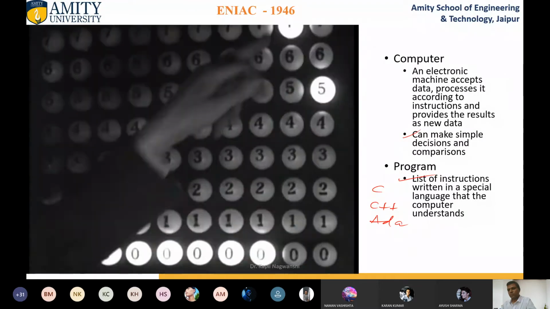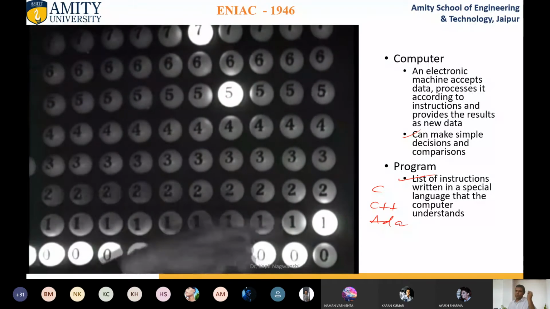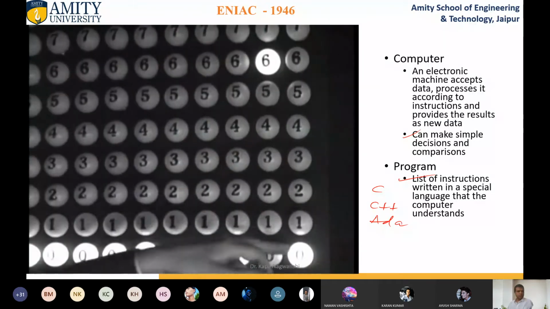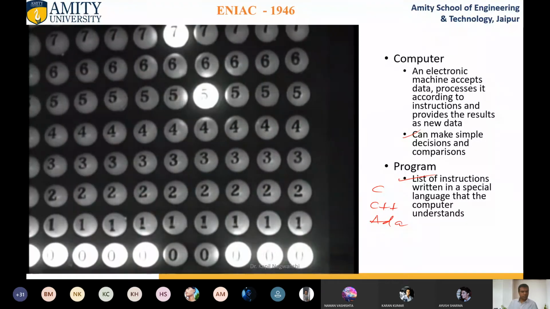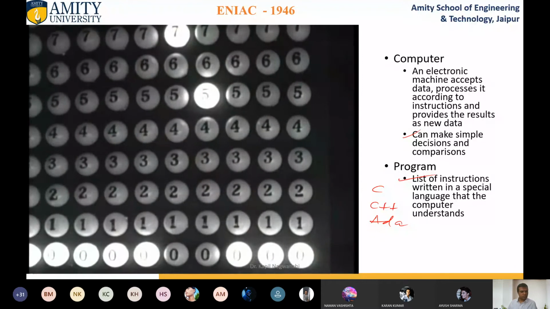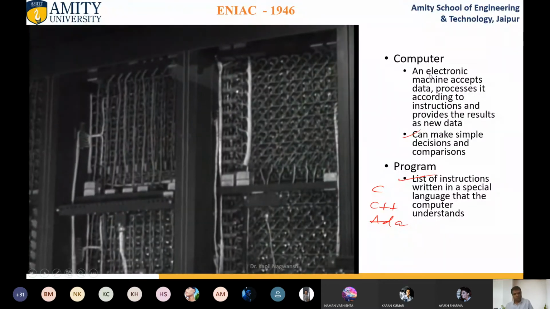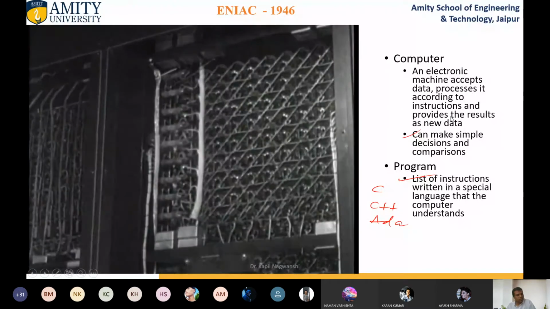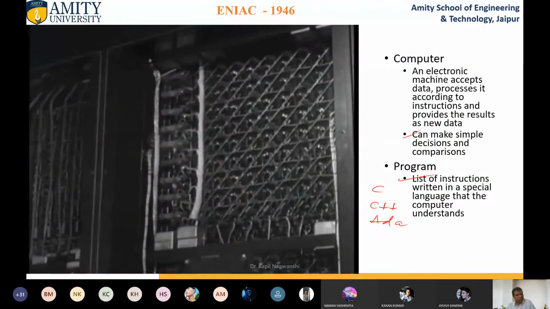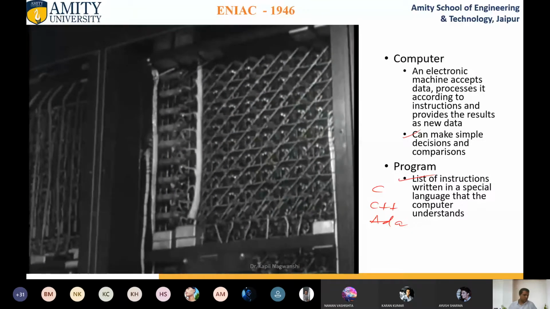ENIAC was formally accepted by the U.S. Army in July 1946. ENIAC was temporarily shut down on November 9, 1946, for a memory upgrade. It was then transferred to Aberdeen Proving Ground, Maryland, in 1947. There, on July 29, 1947, it was turned on and remained in continuous operation until it was powered down on October 2, 1955.